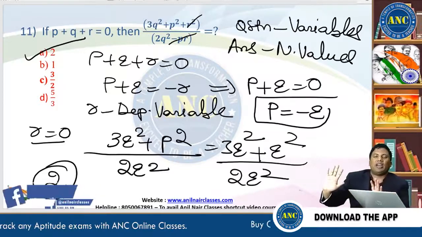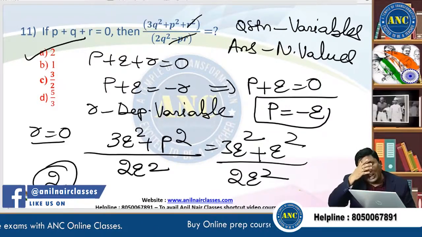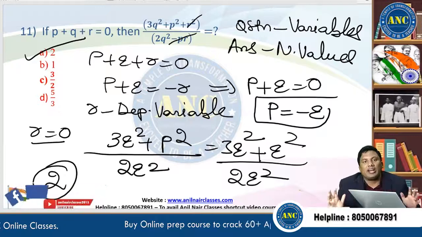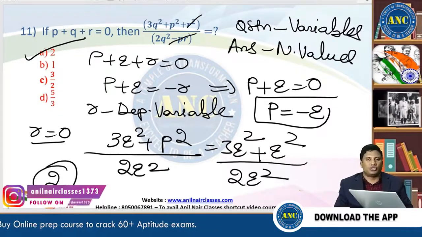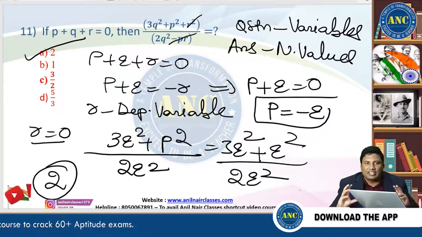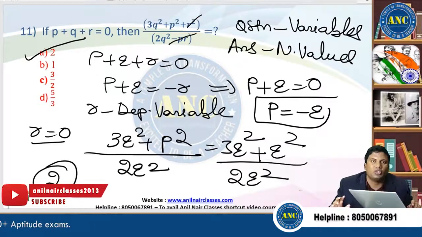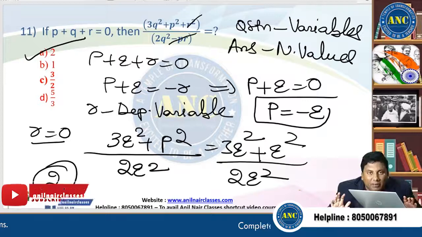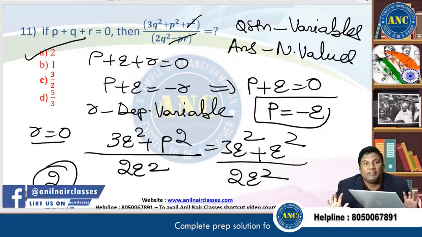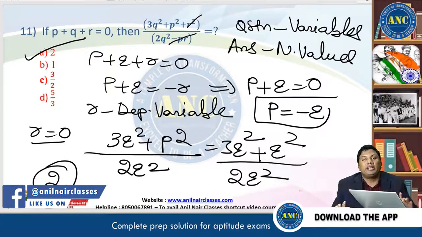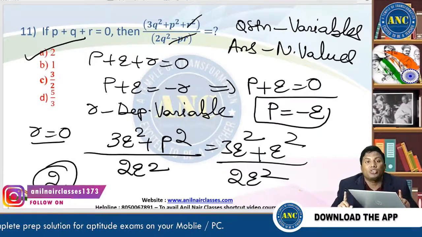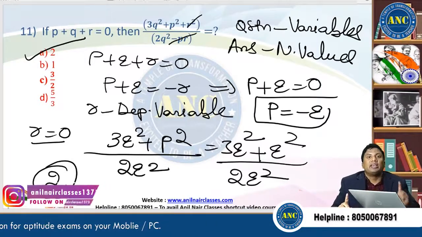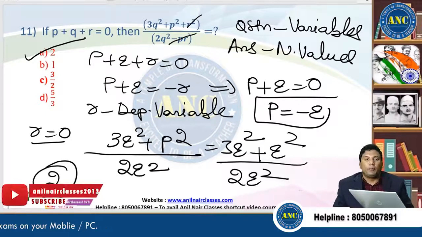What is the other variety of questions? The other variety is, if the question contains variables and the answer contains numerical values, what is the method that we need to use? Make a dependent variable 0. Making the dependent variable 0 cannot be used when the dependent variable is in the denominator. I hope it is clear.